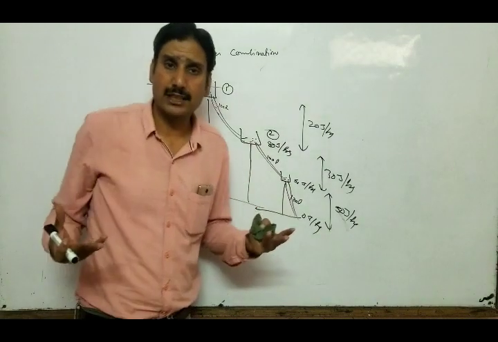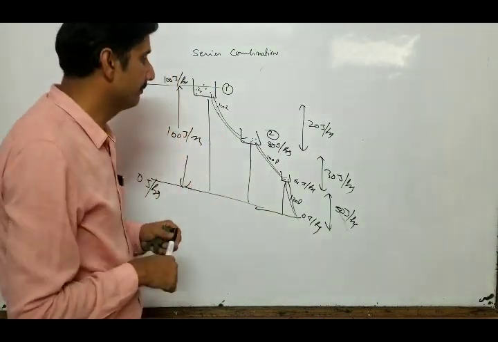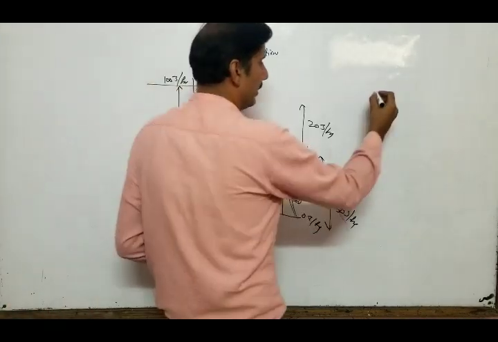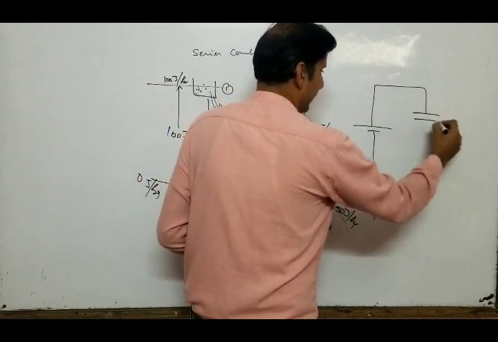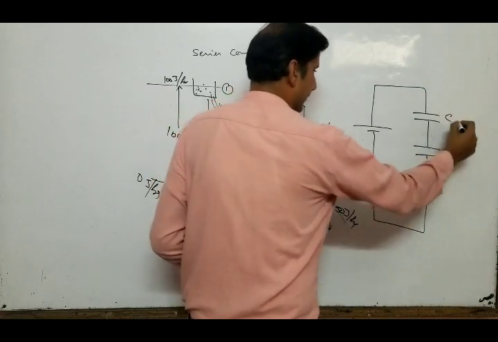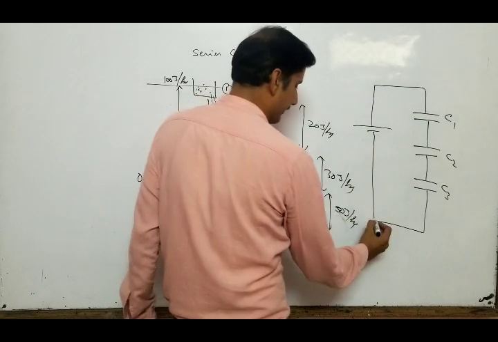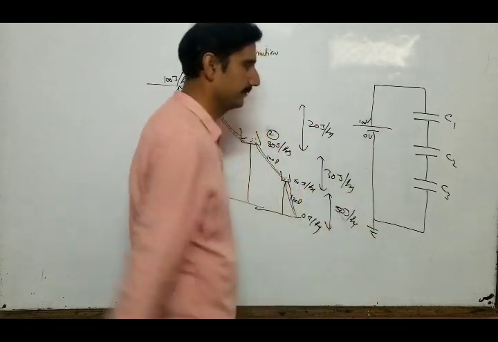Except the basic formulas may change, but the primary things would be essentially the same. Let's say I've got three capacitors joined like this. This is C1, this is C2, this is C3. And let's say the negative is grounded, that means this is at 0 volt and this is at 100 volts.